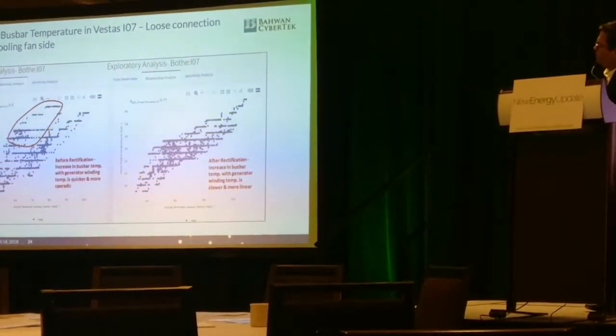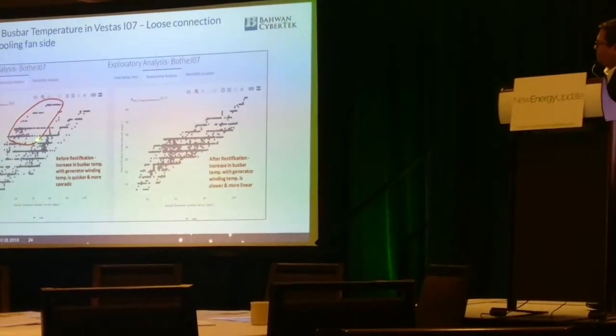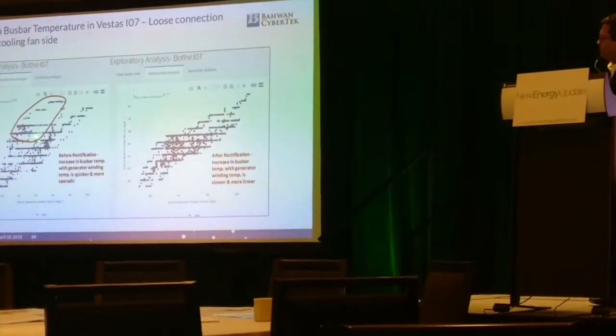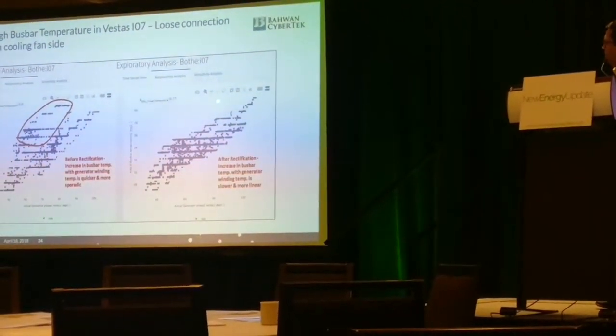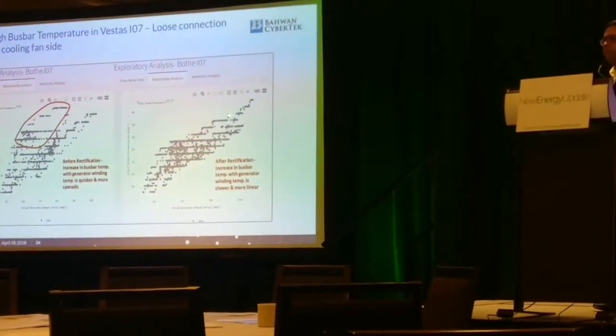This is the kind of dispersion of the data that you saw here. This happened before the problem was rectified. This is at the time of identification of the problem. And once it was rectified, the busbar temperature was set up, and this was how the profile finally looked.